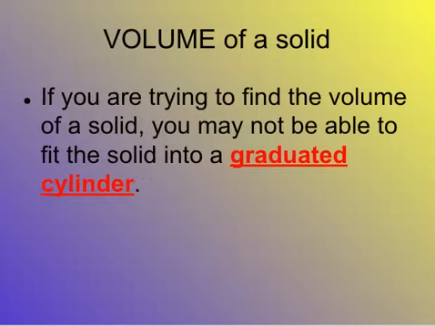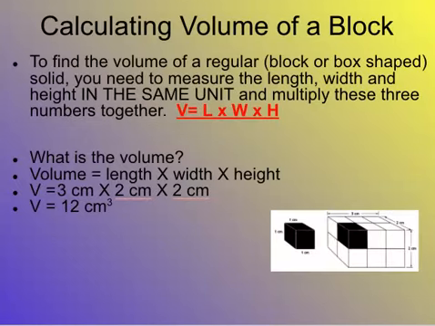So when we talk about finding the volume of a solid, you may not be able to put it in a graduated cylinder. It may not fit. A graduated cylinder, I'll show you what that looks like in a little bit, would be the easiest thing to do to find the volume, but sometimes they just don't fit. So if it's a large block or a cube, you might have to do it the old-fashioned way. You might have to measure it with a ruler. To do that, you find the length, the width, and the height. You multiply the three together, and that will be its volume.